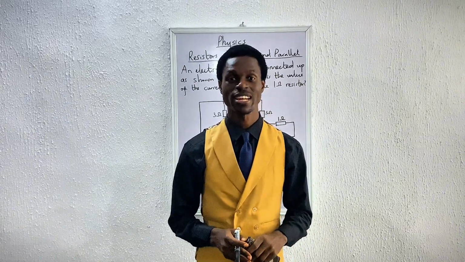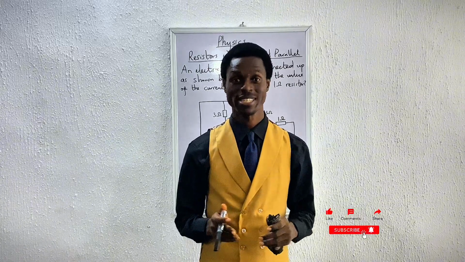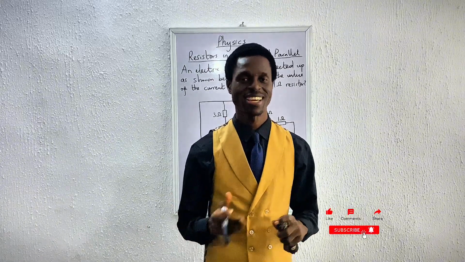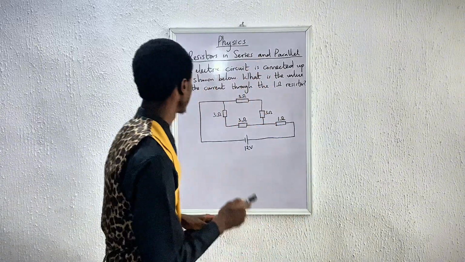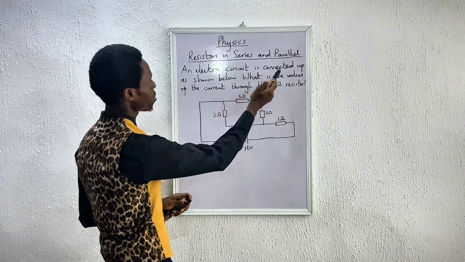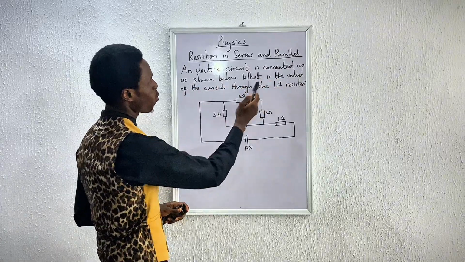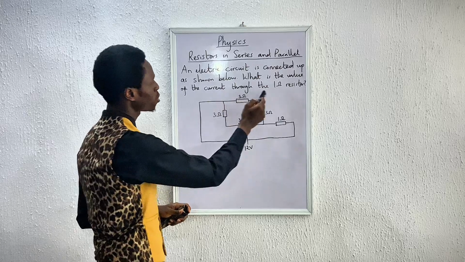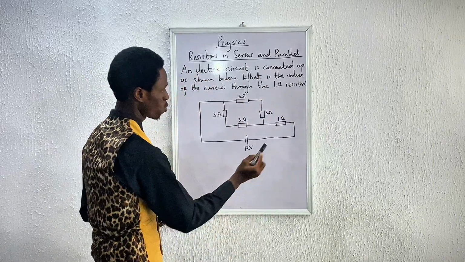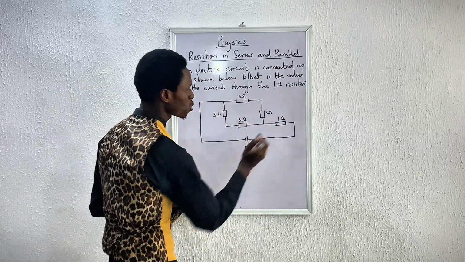In this class, we'll be looking at a question under resistors in series and in parallel. The question says an electric circuit is connected up as shown below. What is the value of the current through the 1 ohm resistor? So we are looking for the current flowing through this 1 ohm resistor.